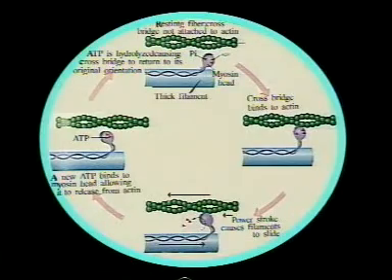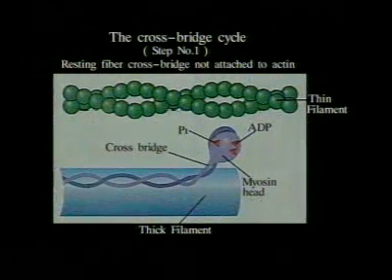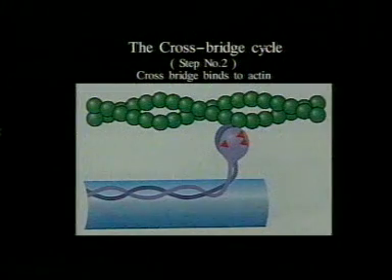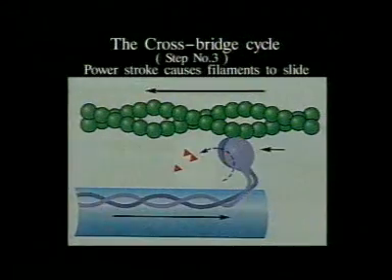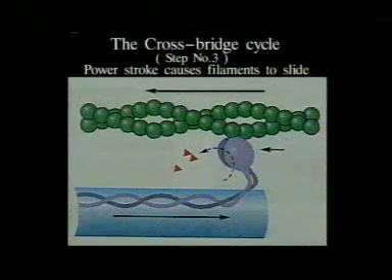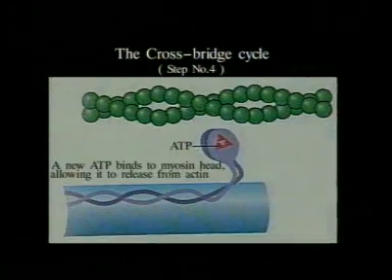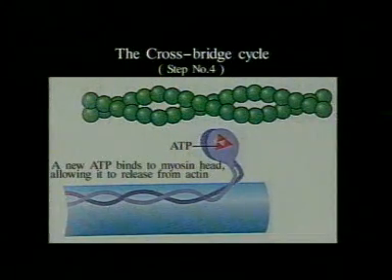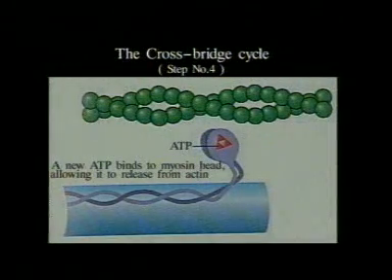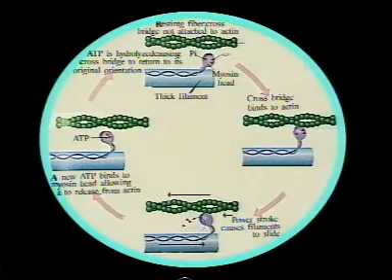The action of cross bridge can be very effectively understood through this diagram of the cross bridge cycle that causes sliding of the filament and muscle contraction. In this figure, the resting fiber is shown. Here you can see that the cross bridge is not attached to actin. The next diagram reveals that the cross bridge of myosin has just bound the actin. Following the previous diagram, you can see that the power stroke causes filaments to slide. While here you can see that a new ATP binds to the myosin head, allowing it to release from actin. While completing the cross bridge cycle, ATP is hydrolyzed, causing the cross bridge to return to its original orientation.